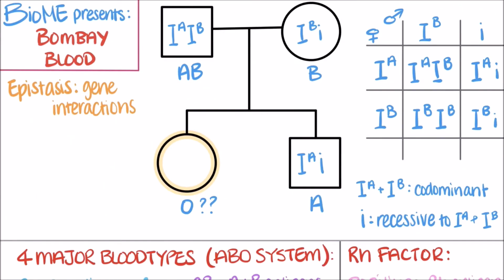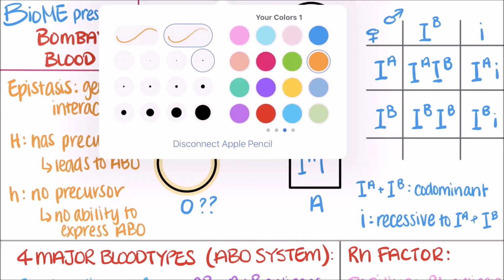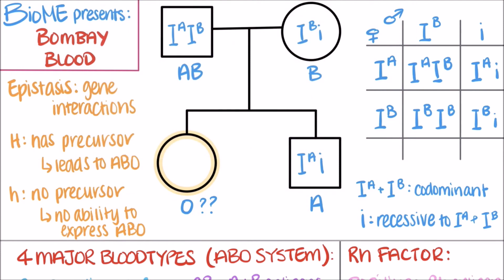People with the H antigen, usually written as an uppercase H, have the precursor, so the ABO gene can be properly expressed. In people without the H antigen, written as a lowercase h, they don't have the H antigen precursor, which prevents them from expressing the ABO phenotype. The gene that codes for the H antigen has a typical dominant recessive relationship. So, we can see how this pedigree might happen.